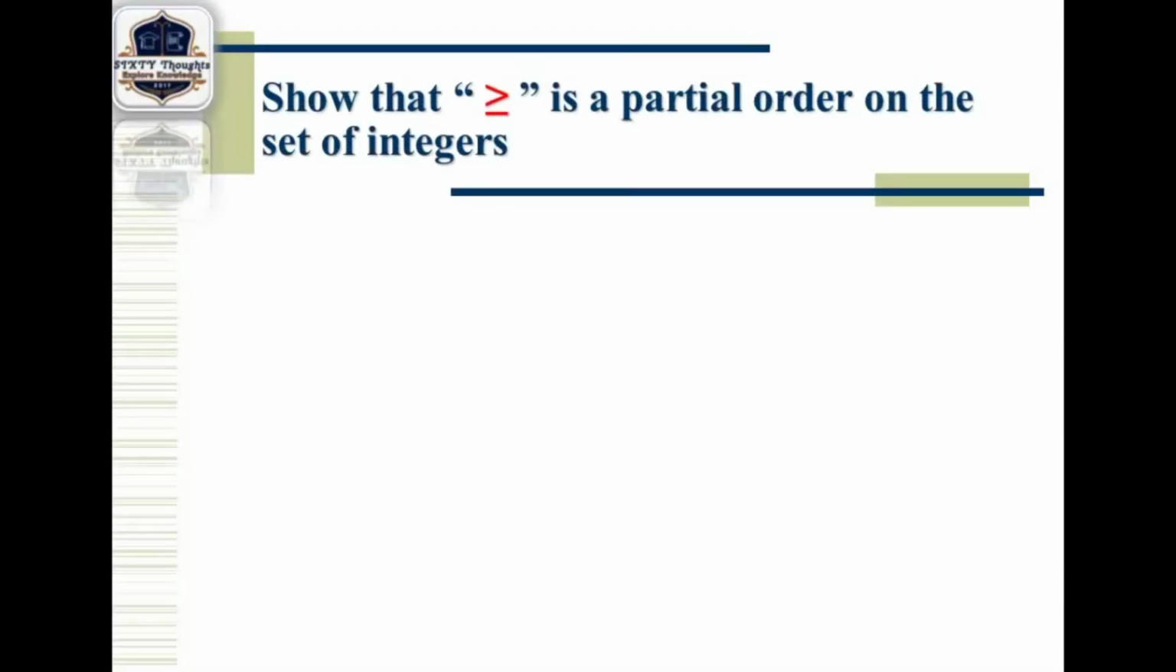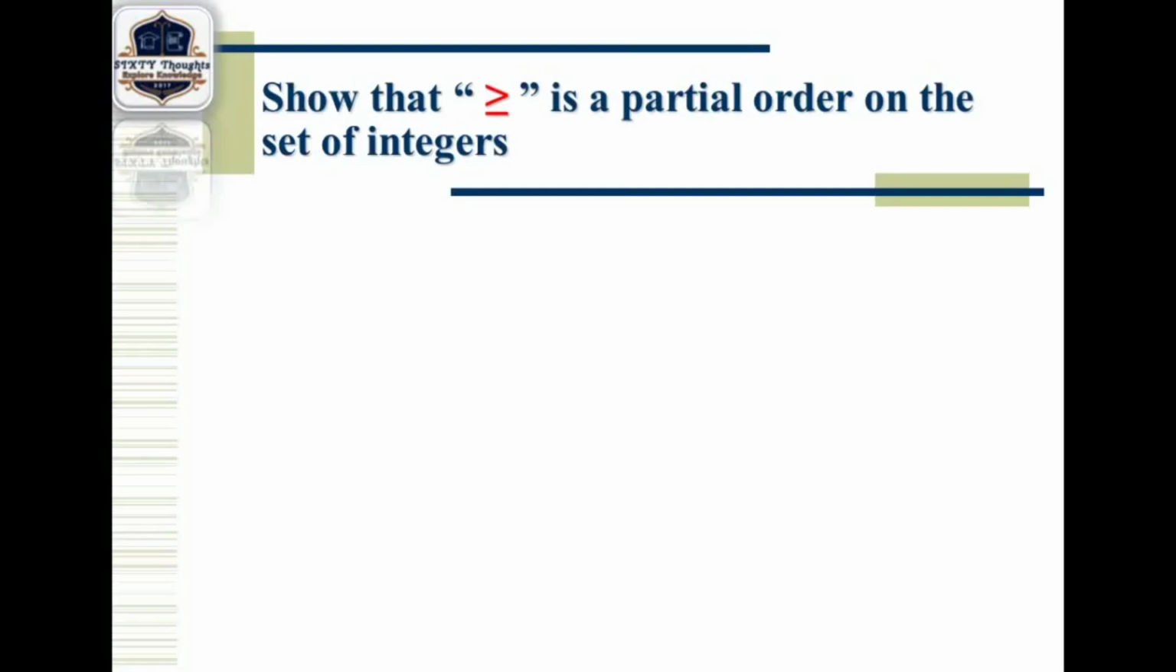Today we are going to discuss how to show that greater than or equal is a partial order on the set of integers. So we have to show whether this relation is a partially ordered set or not. What is meant by a partially ordered set? It satisfies three conditions. One, the relation greater than or equal is reflexive. Second, antisymmetric. Third, transitive. If it satisfies all three conditions, then only is this relation called a partial order relation.